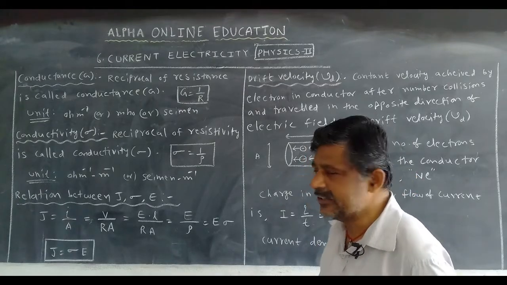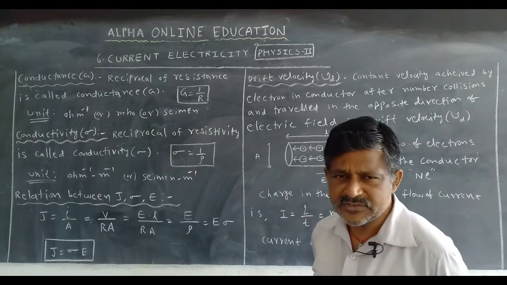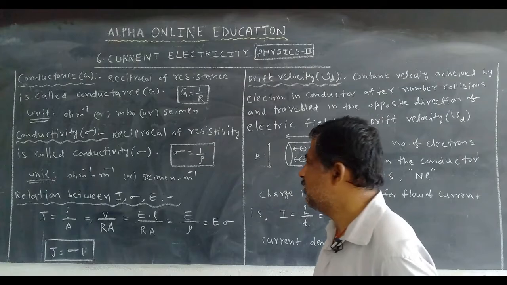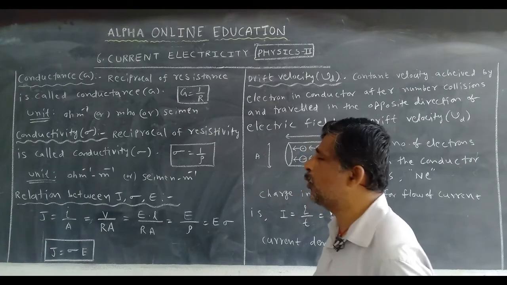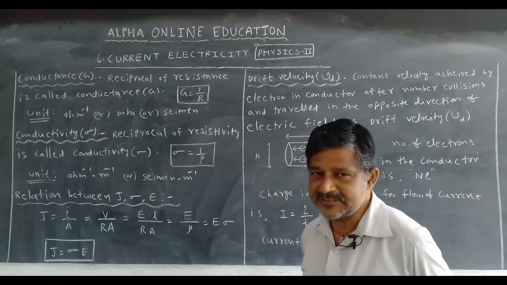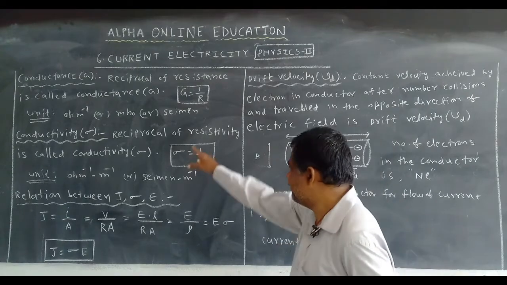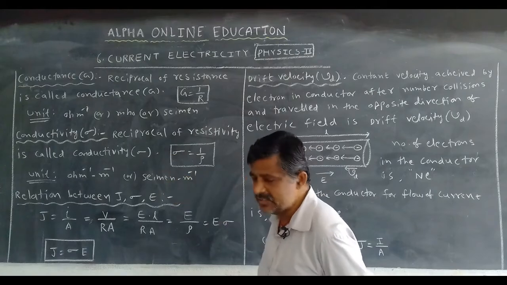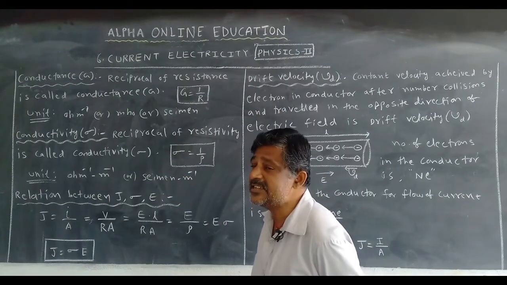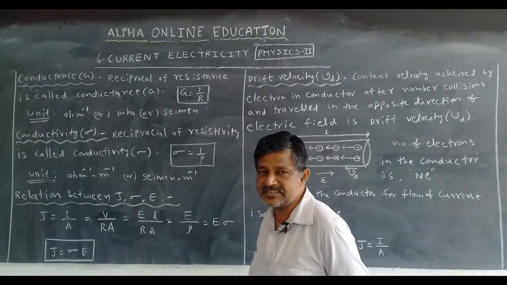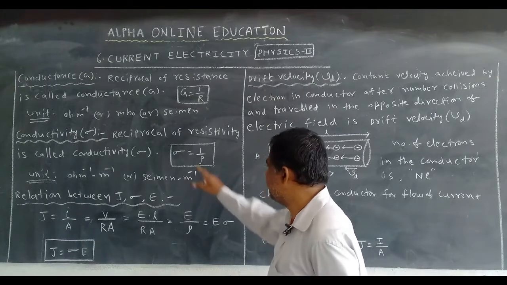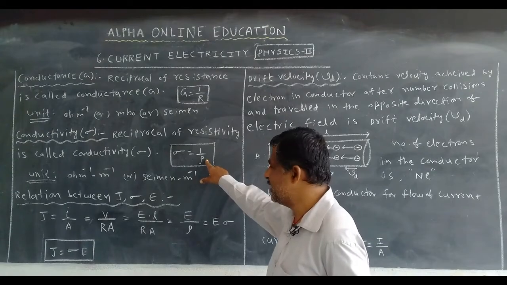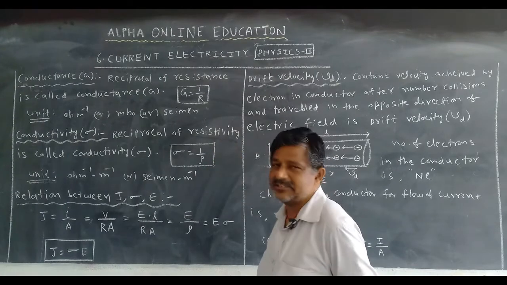Now what is conductivity? This word is also frequently used in the electricity chapter. The reciprocal of resistivity is called conductivity. What is the symbol for conductivity? Sigma is the symbol for conductivity. How can we write sigma? Sigma is equal to 1 by rho. What is rho? Rho is the symbol for resistivity.